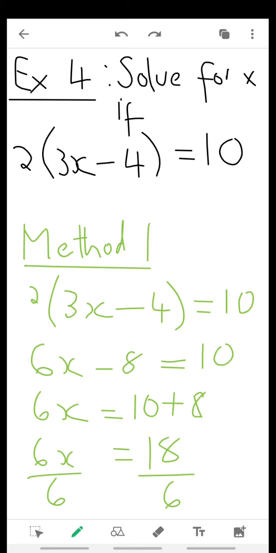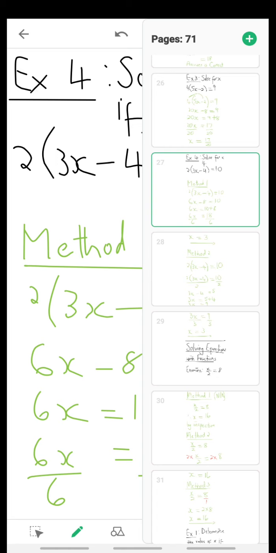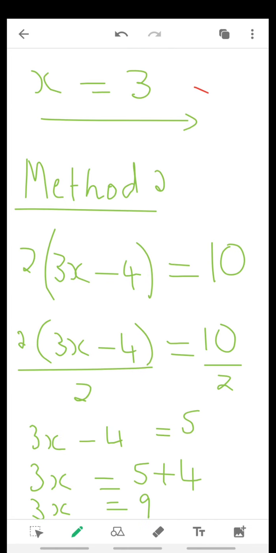But remember, I'm looking for x, so 6x is the same as 6 times x. Therefore, I can divide by 6 on both sides, and then 6 and 6 will cancel. I'll be left with x equals 3, okay? Well done. So this is my value for x. Method number 2, I said I can start by dividing both sides by 2, since the opposite of multiplication is division.